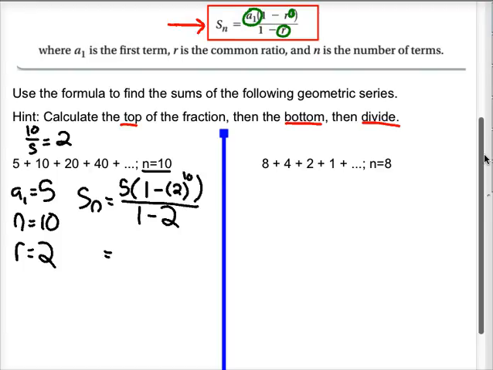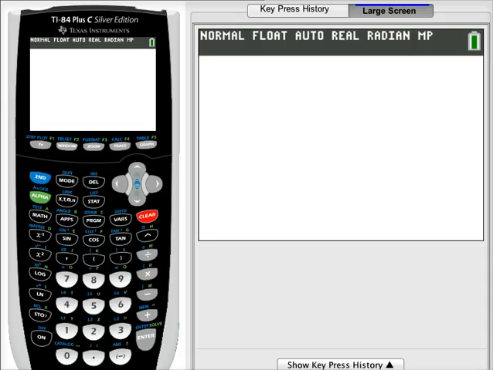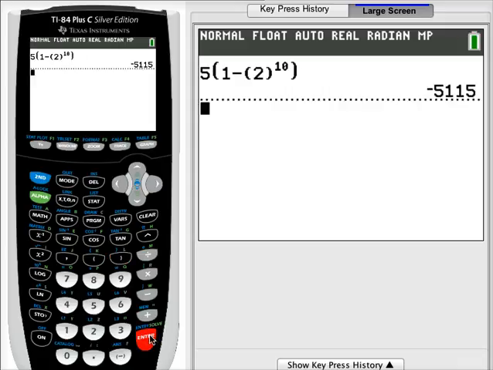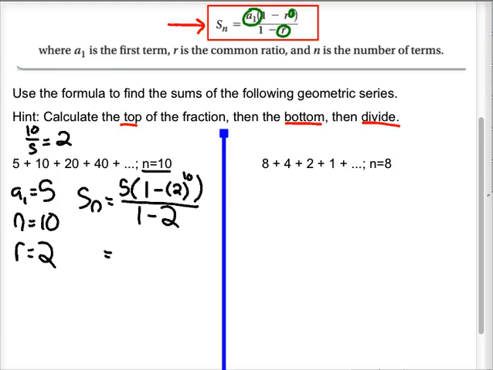So when I say to calculate the top of this thing, well, to calculate the top, 5 times 1 minus 2 to the 10th power, end parenthesis. So again, plug it in just as I have. And remember my hint, only calculate the top. So when you do that, you get negative 5,115.